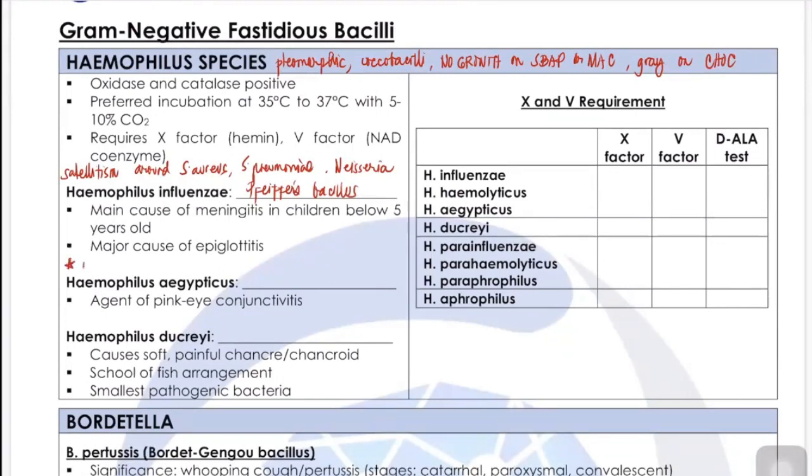It requires testing for beta lactamase production. Okay? So Haemophilus influenzae yon. Okay? And there are several types or subtypes of Haemophilus influenzae. So take note lang natin that type B, okay, type B is the cause of the most serious infection.